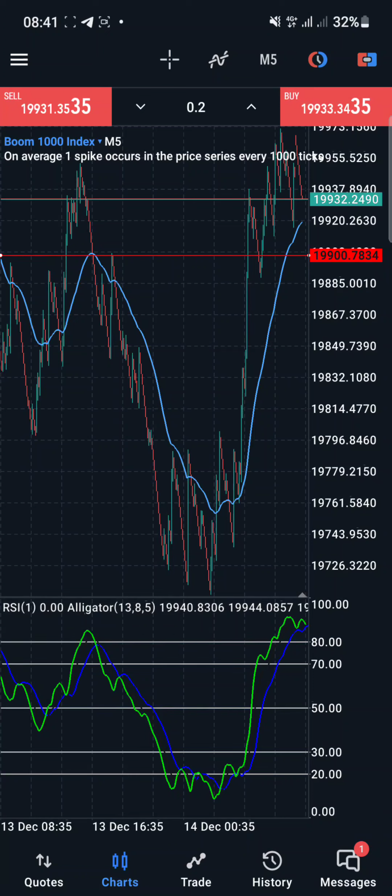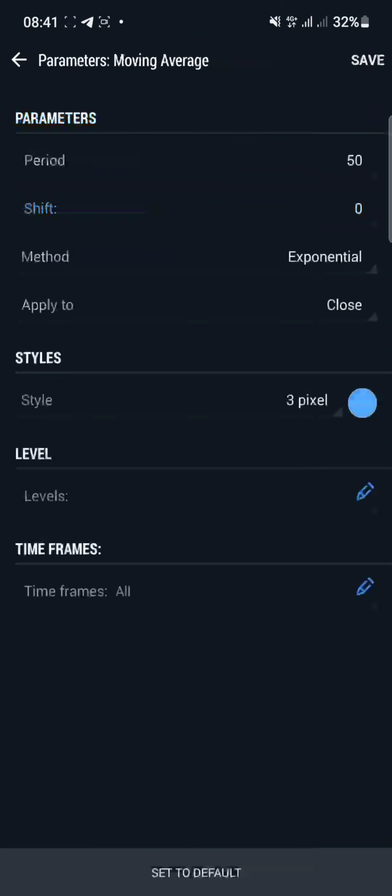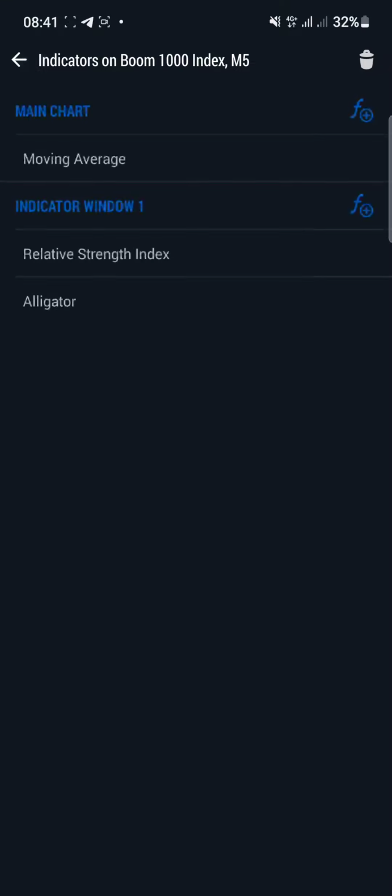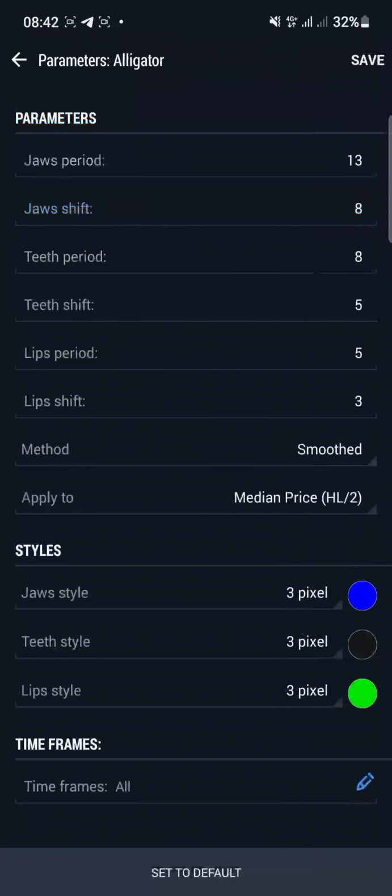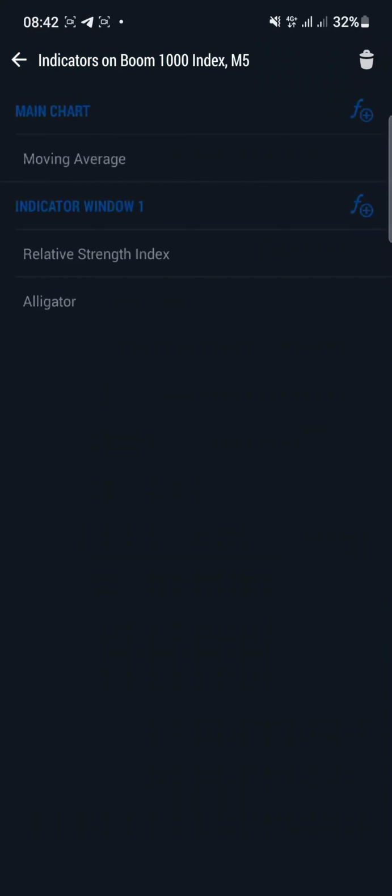So let's see how this really works. Okay, so first of all, let's check out the setup. This is the setup on the main chart. Now let's check out the one within the window. And of course the second one, and that's it.